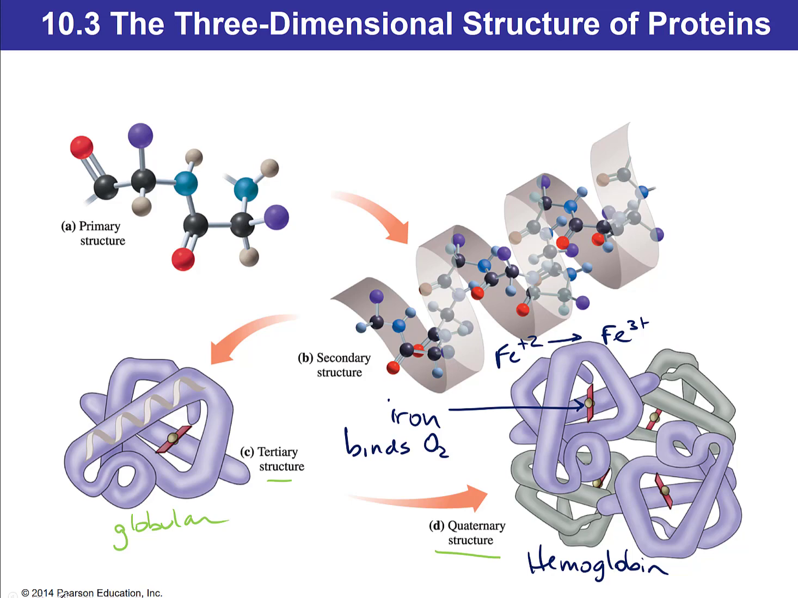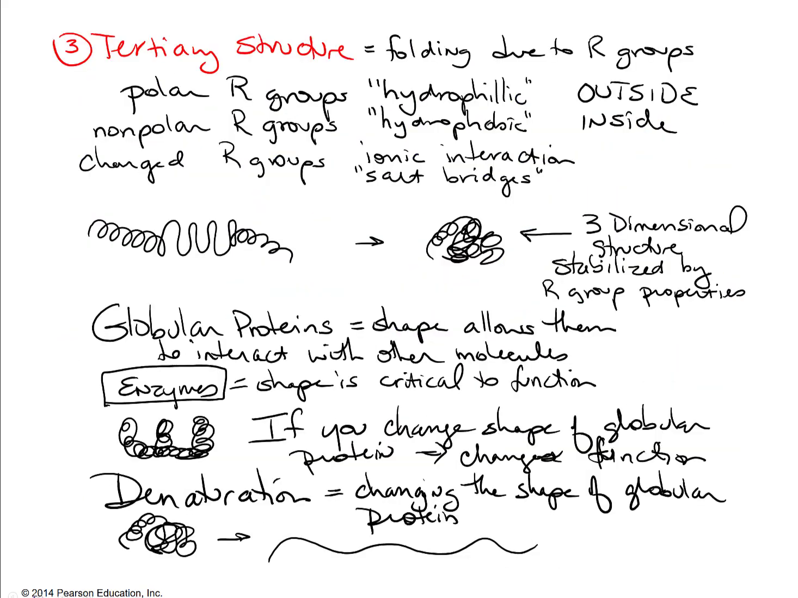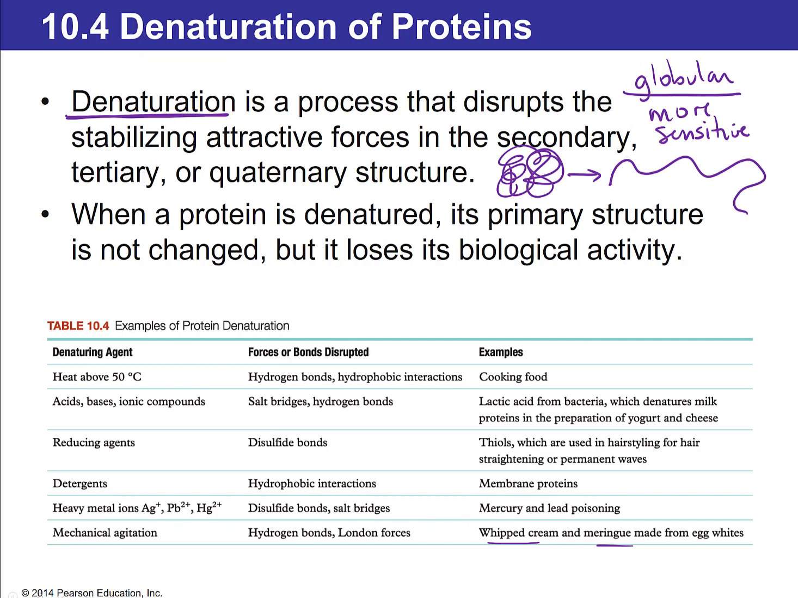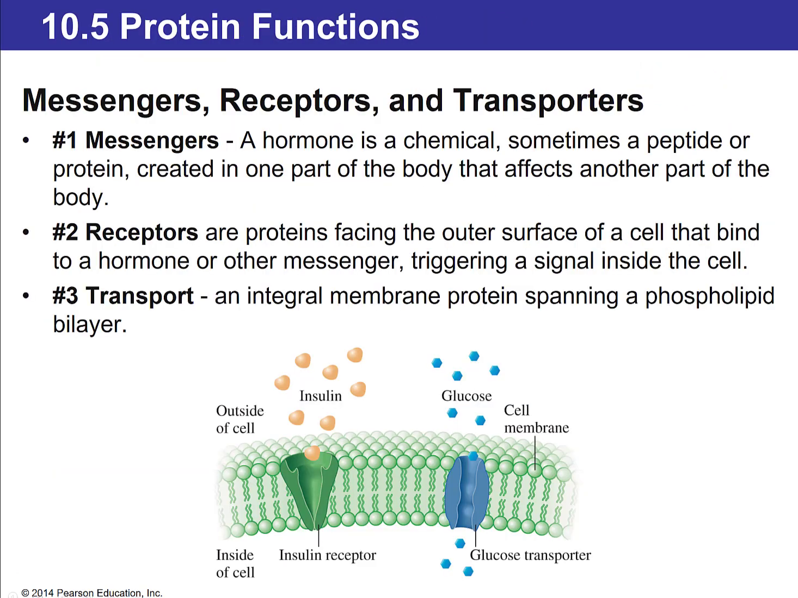So quaternary structure, the last one, is when you have multiple proteins that are involved in this folding. They still may look fibrous or they may look globular with quaternary. But this leads us to the 8 big functions.